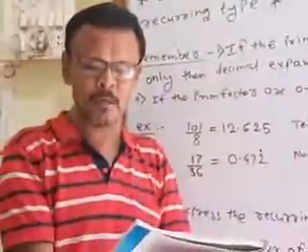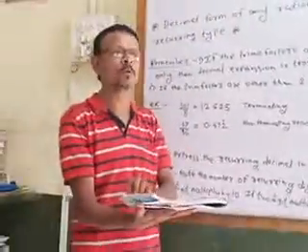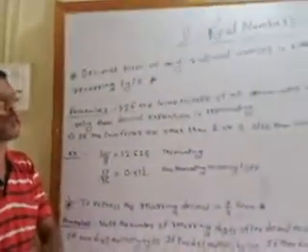1. 1 upon A is the reciprocal of A. Therefore A into 1 upon A, the A will be cancelled, and we get 1. That is the fourth property.